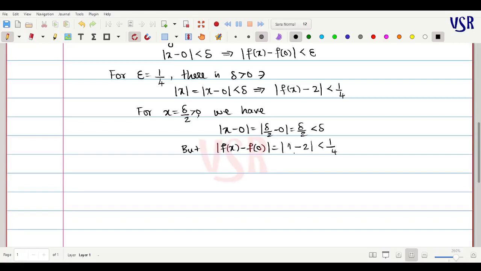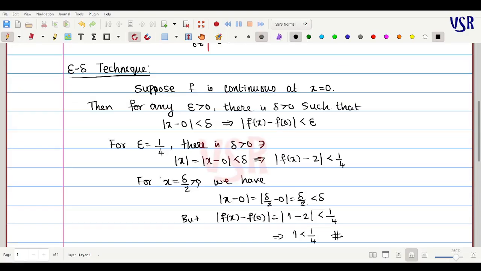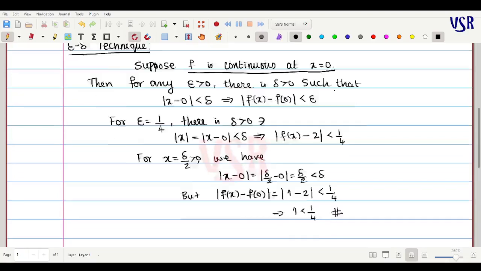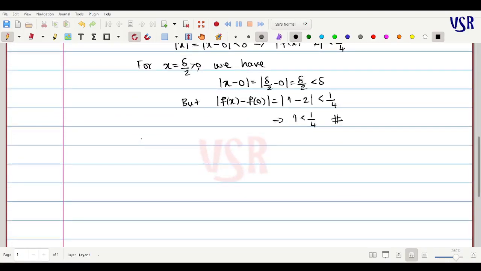But this implies, what is this? There is modulus of minus 1, so we will have 1 which is less than 1 by 4. That is a contradiction. So I have wrongly assumed somewhere. Where? We said suppose f is continuous at x equal to 0, right? That is wrong. Hence f is not continuous at x equal to 0.